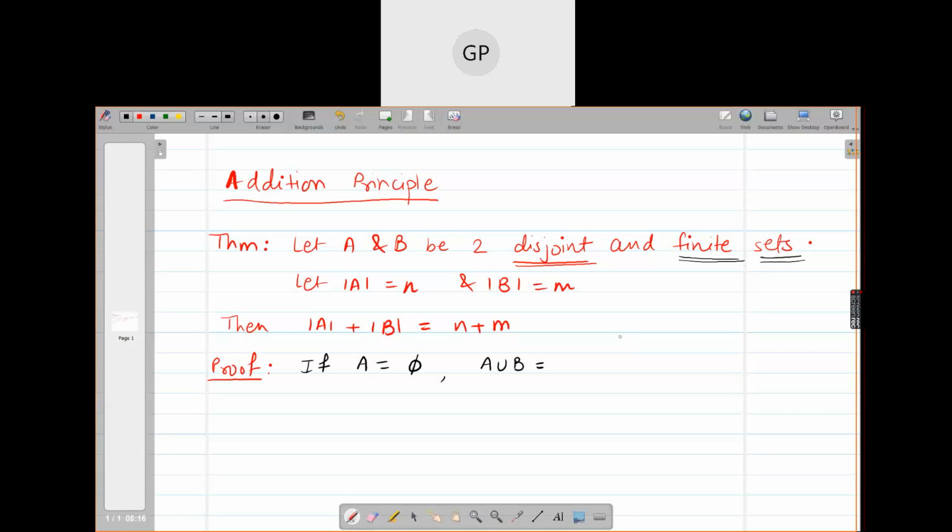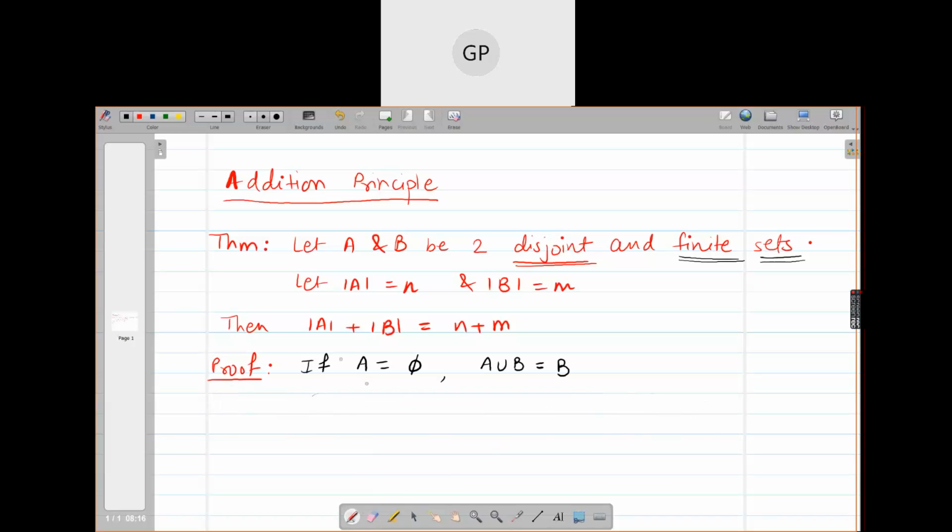There is nothing in A and B is non-empty. So what will be their union? It will be B, right? Because if A is phi, there is no element, an empty set, and B is some set, say with elements A and B. A union B will be simply B. All of you are following this? A union B is equal to B.